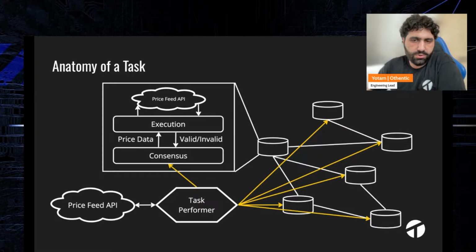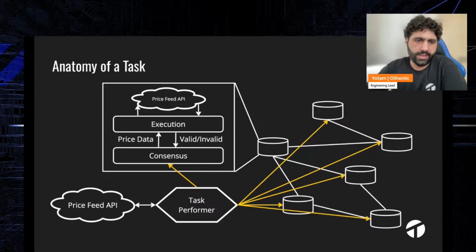So the AVS sample that we are running in the workshop flow is a price validator AVS, which basically means it's an AVS that validates the current price of a certain asset. So what will the flow of a task look like in an AVS like that?